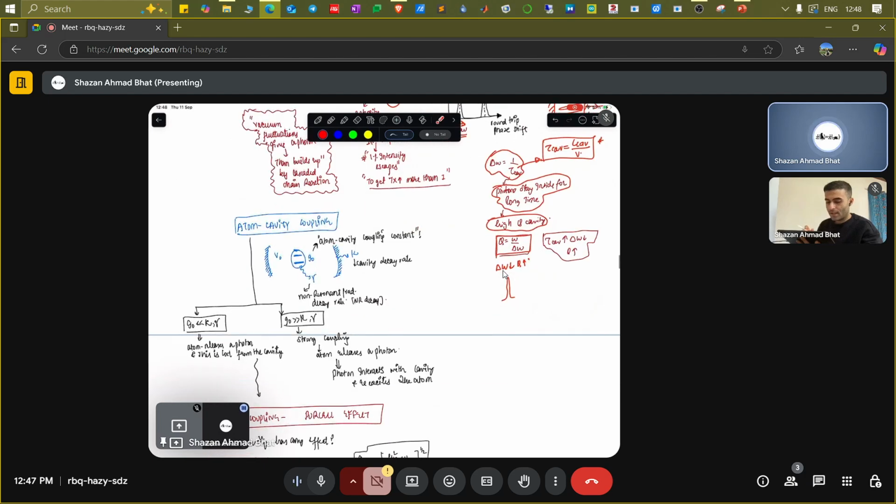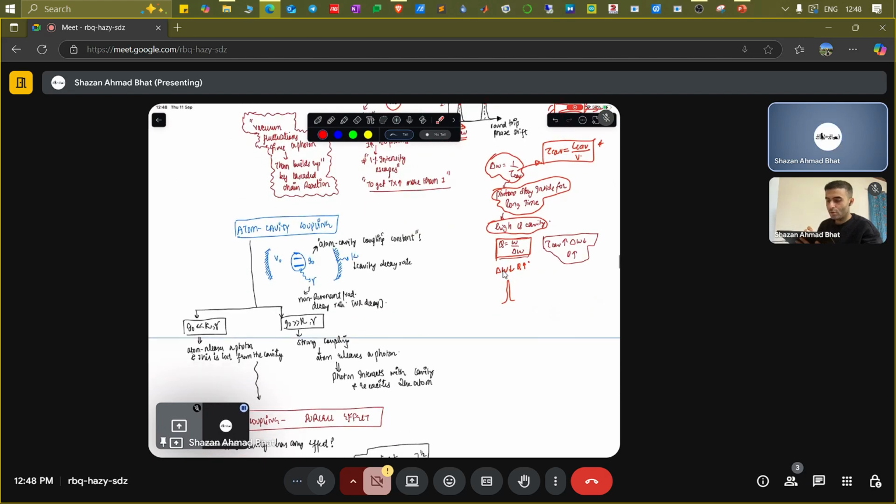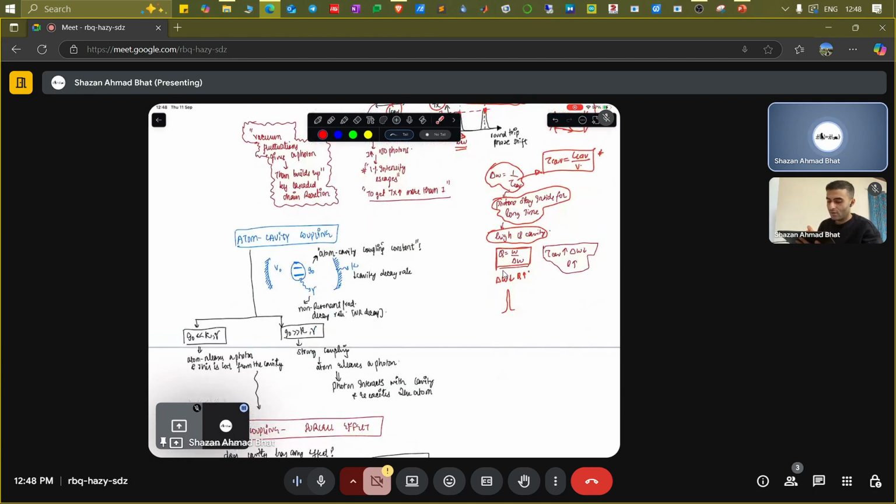So now what is happening if you place a two-level system inside this cavity? Earlier you didn't have any two-level system. Now what is going to happen? There will be interaction of the light or the photons with this two-level system.